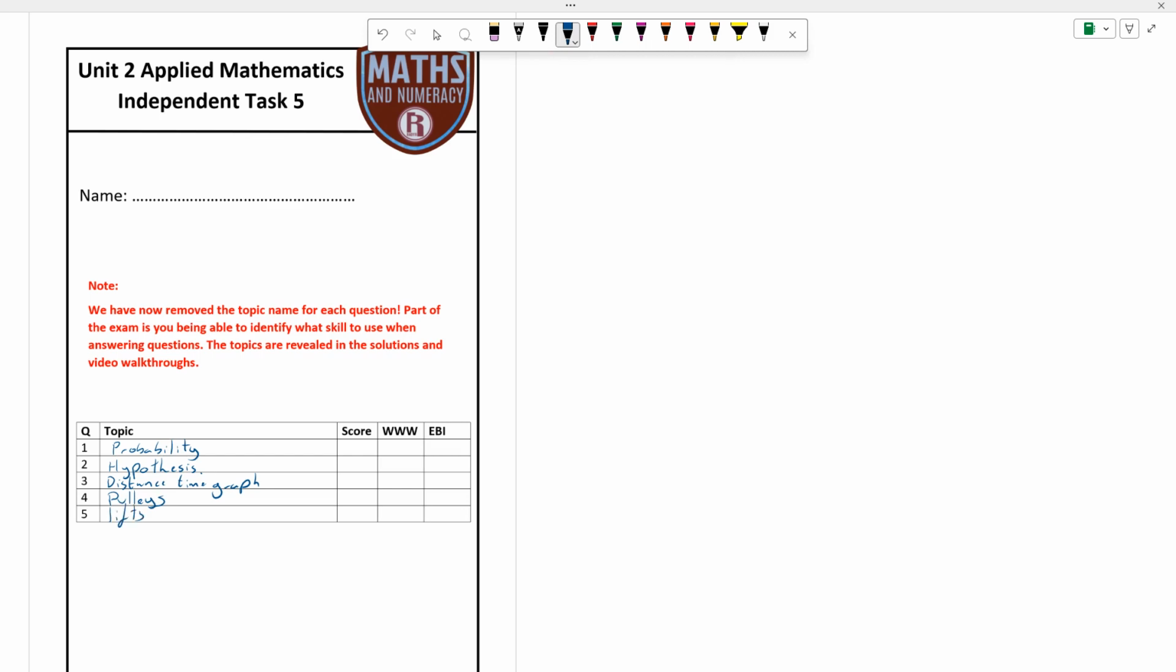Okay, so same as for Unit 1, we removed them because part of your exam is the skill of figuring out what the topic is so you can apply the correct knowledge. So if you figured out what they were, excellent. But apart from that, let's have a look.